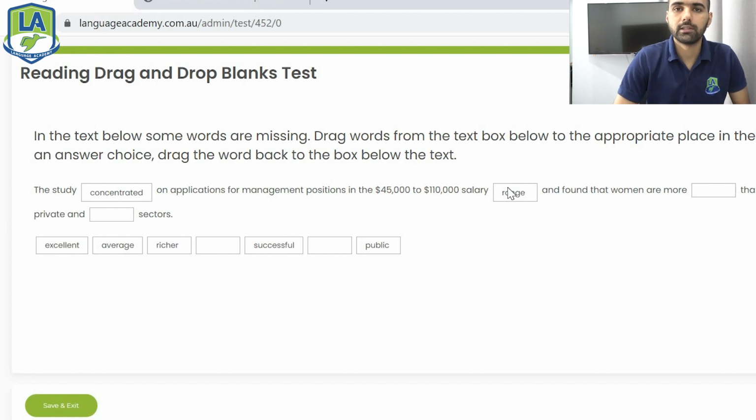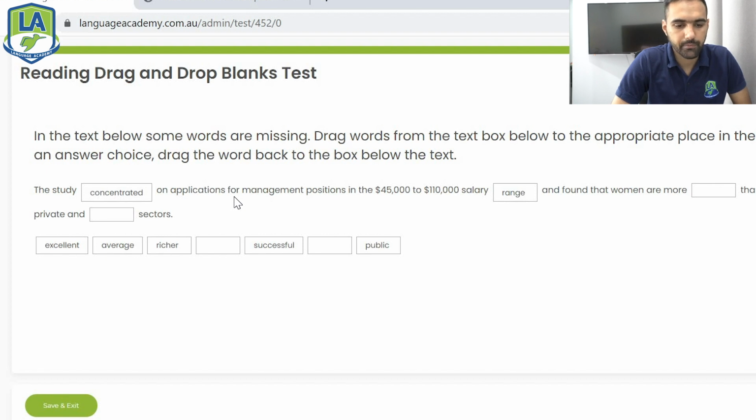For example, if I say the class strength is 6 to 10 kids or 6 to 10 students per class, so what is the range of the class? 6 to 10. So that is what they're talking about over here as well. The study concentrated on applications for management positions in the $45,000 to $110,000 salary range and found that women are more than men. Women are more what?